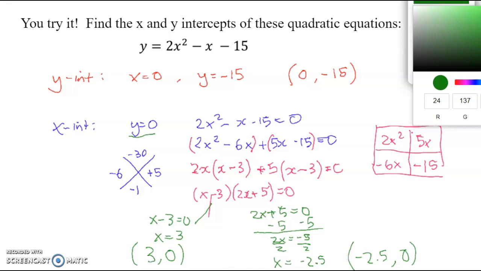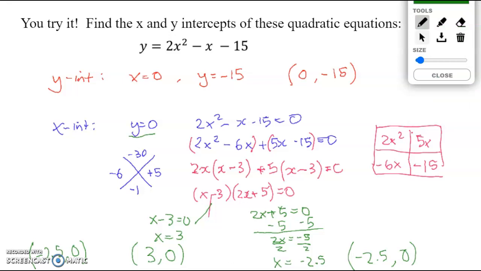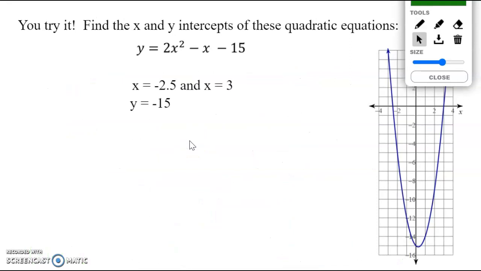Okay, so that's how you would do it. Actually, I'm going to write my answer here, negative 2.5 comma 0, because when I show the graph, it's going to erase a lot of things. I'm afraid I lost all my writing, but again, the x-intercepts are negative 2.5 and x is equal to 3, and that's what we figured out. And the y-intercept is going to be negative 15.